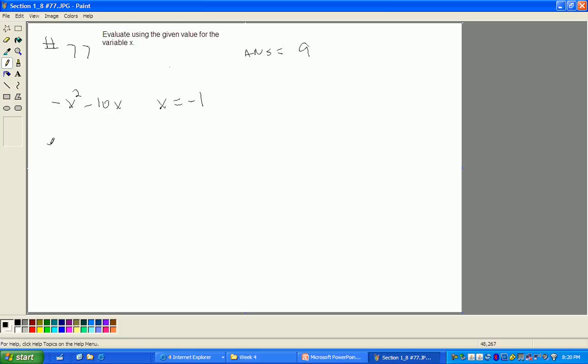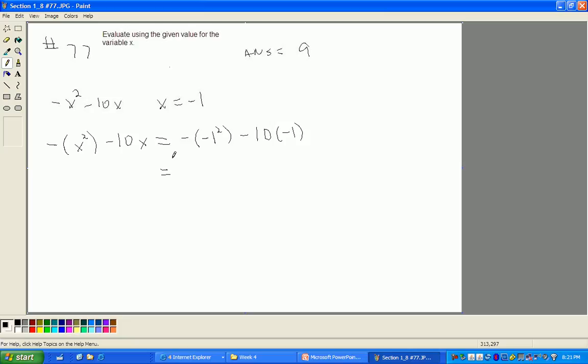We have to be really careful here. We have a negative, then our x squared, minus 10x. These are exactly the same, this one and this one. I just wanted to make sure I'm really careful here because it's going to make a big difference. Now we plug -1 in everywhere we see an x. So here we have negative, now we have a -1 there, squared, minus 10 times -1.